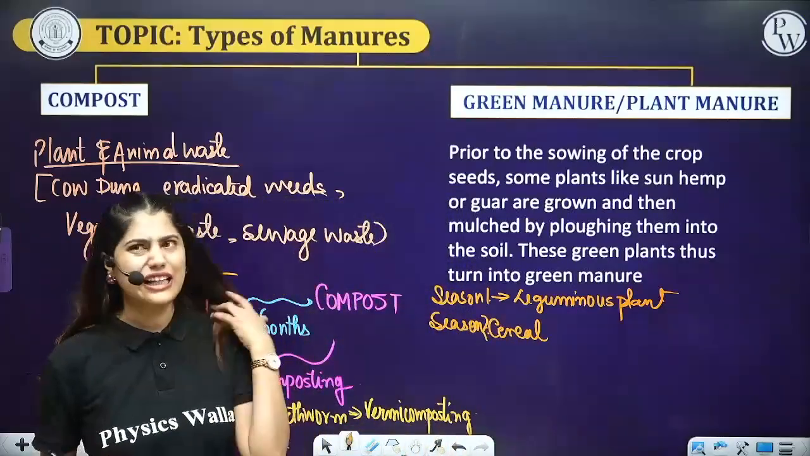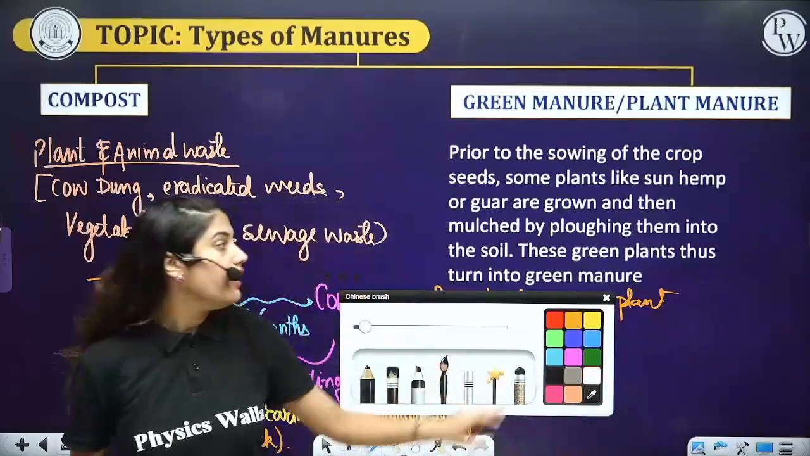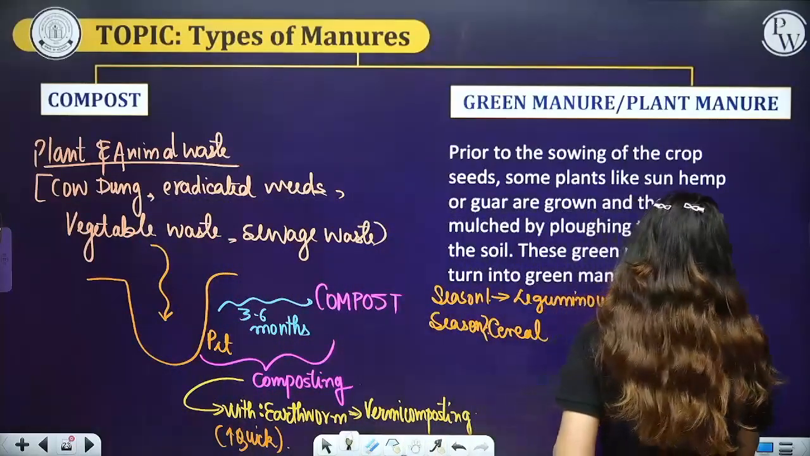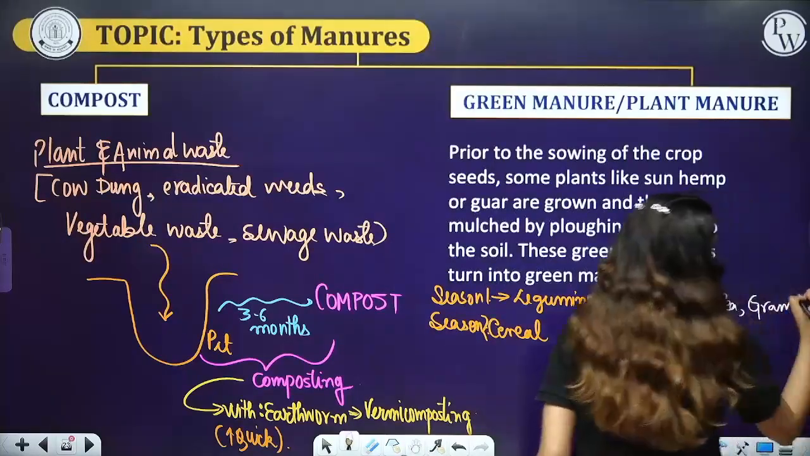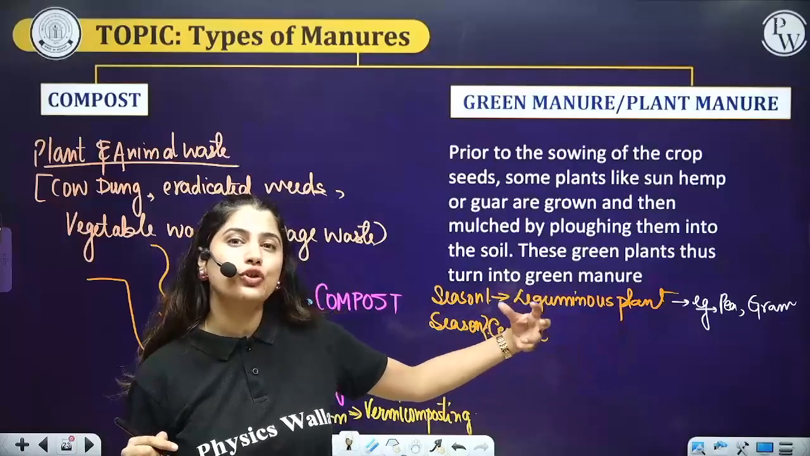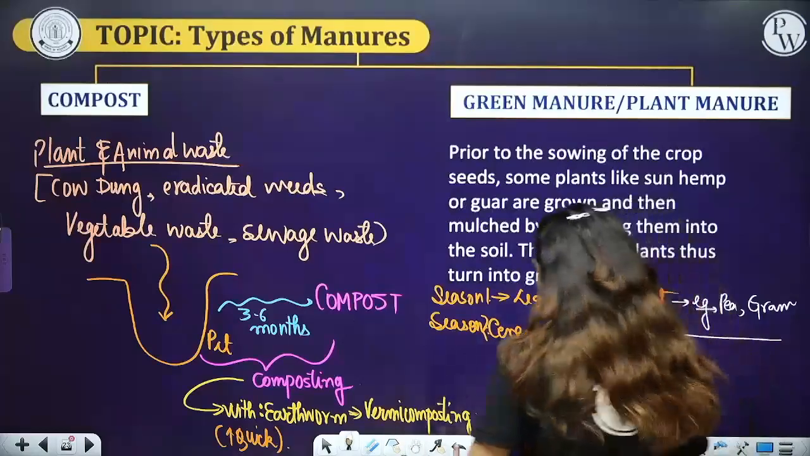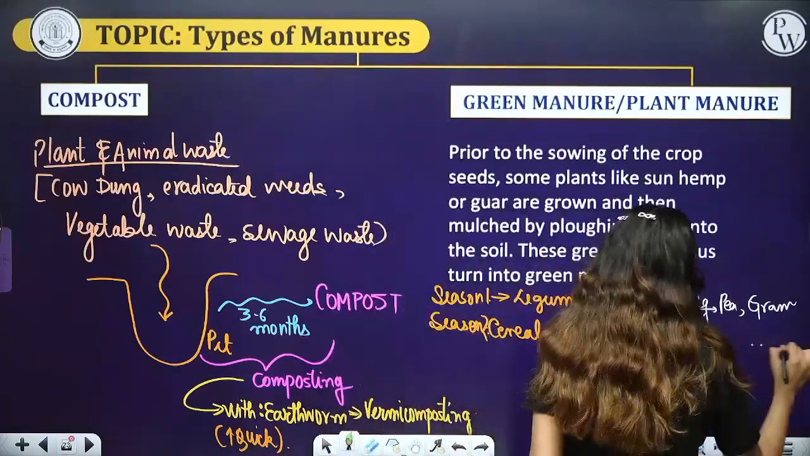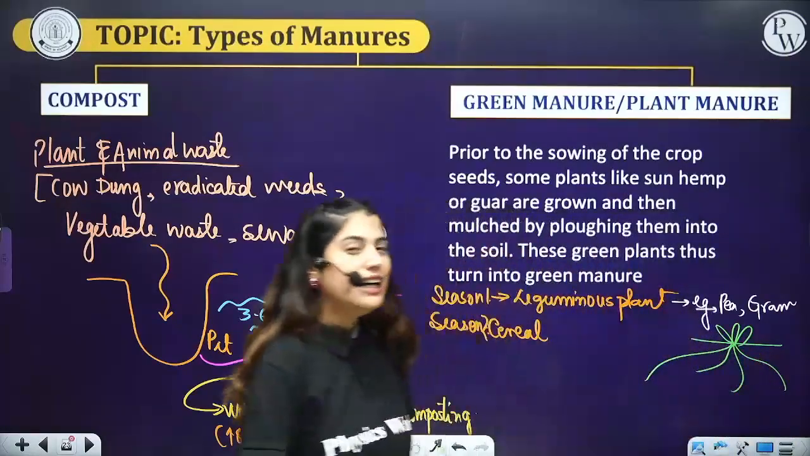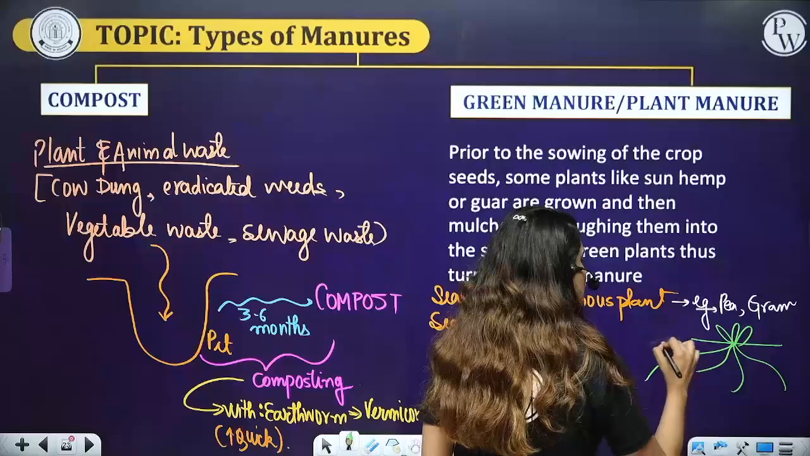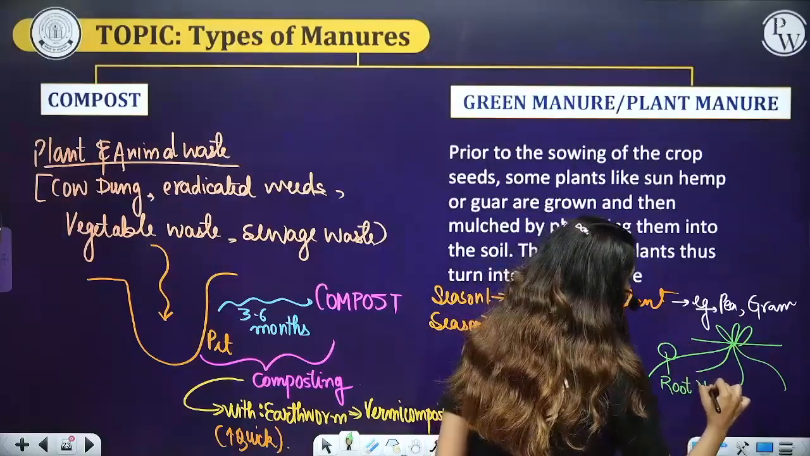Now, what are these leguminous plants? Leguminous plants, for example, are pea and gram. Why have I written that we grow these plants first? Because, let's say this is the plant, in the roots they have some swollen structures, and those swollen structures are called root nodules.